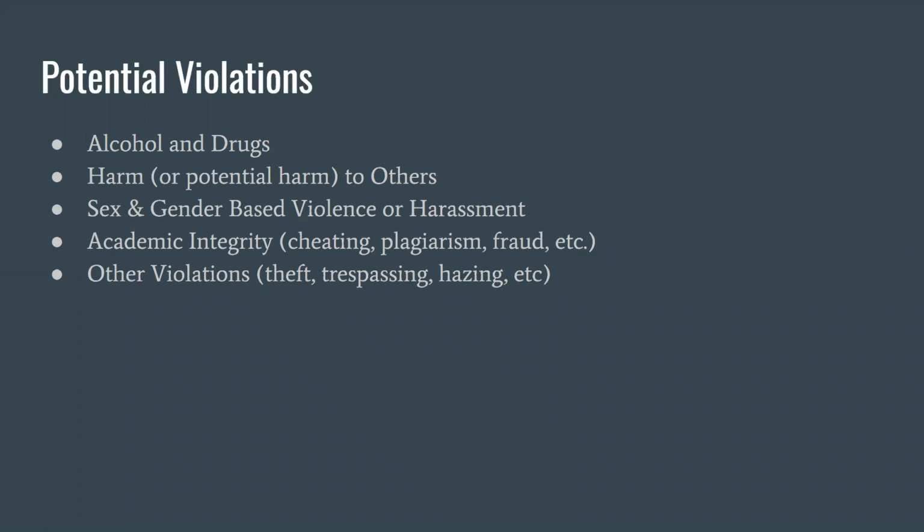Some potential violations of our community standards are related to alcohol and drugs, harm or potential harm to others, sex and gender-based violence or harassment, academic integrity, cheating, plagiarism, fraud, etc. Other violations include theft, trespassing, hazing, etc. If you go to handbook.wsu.edu, you can see a list of all of these violations as well as possible sanctions.